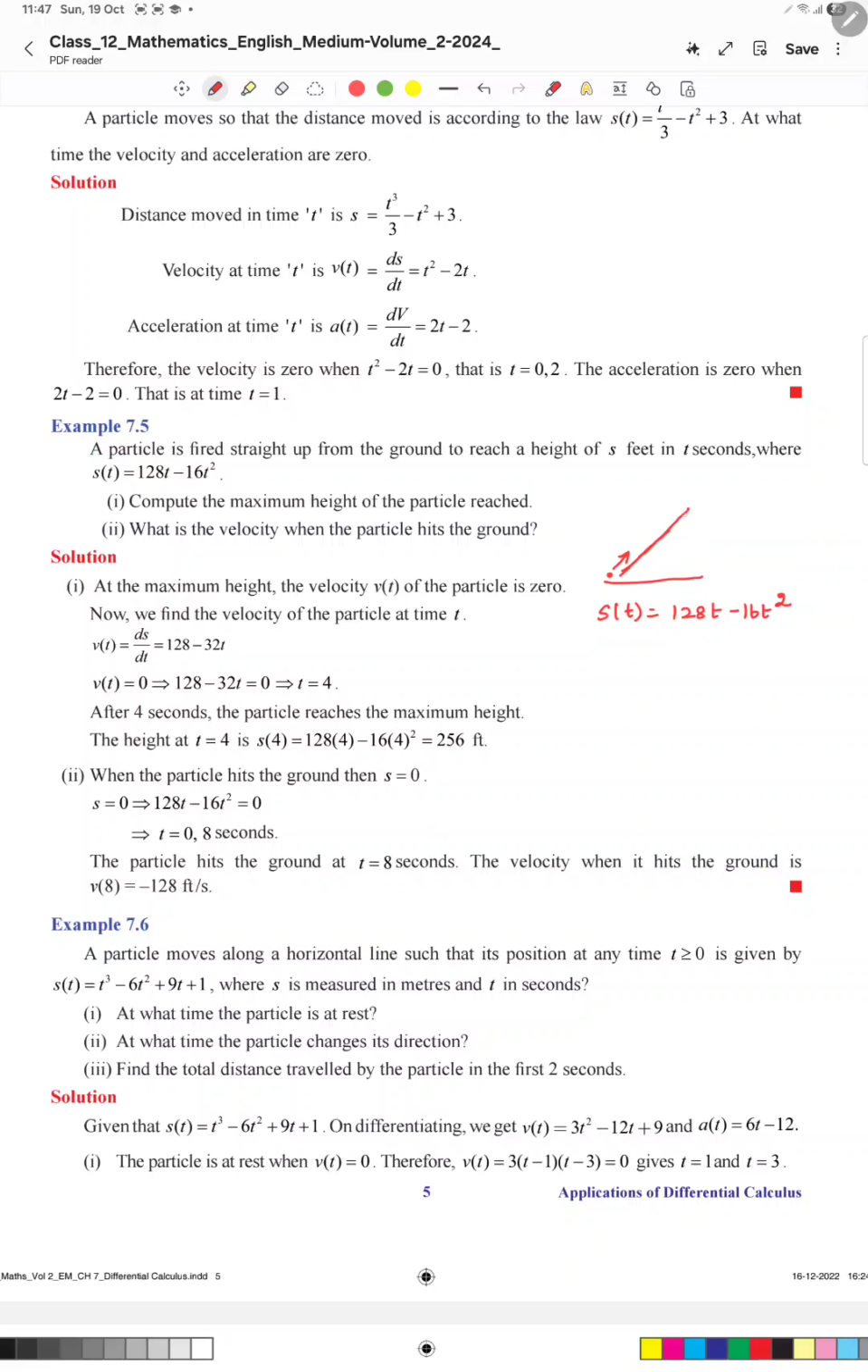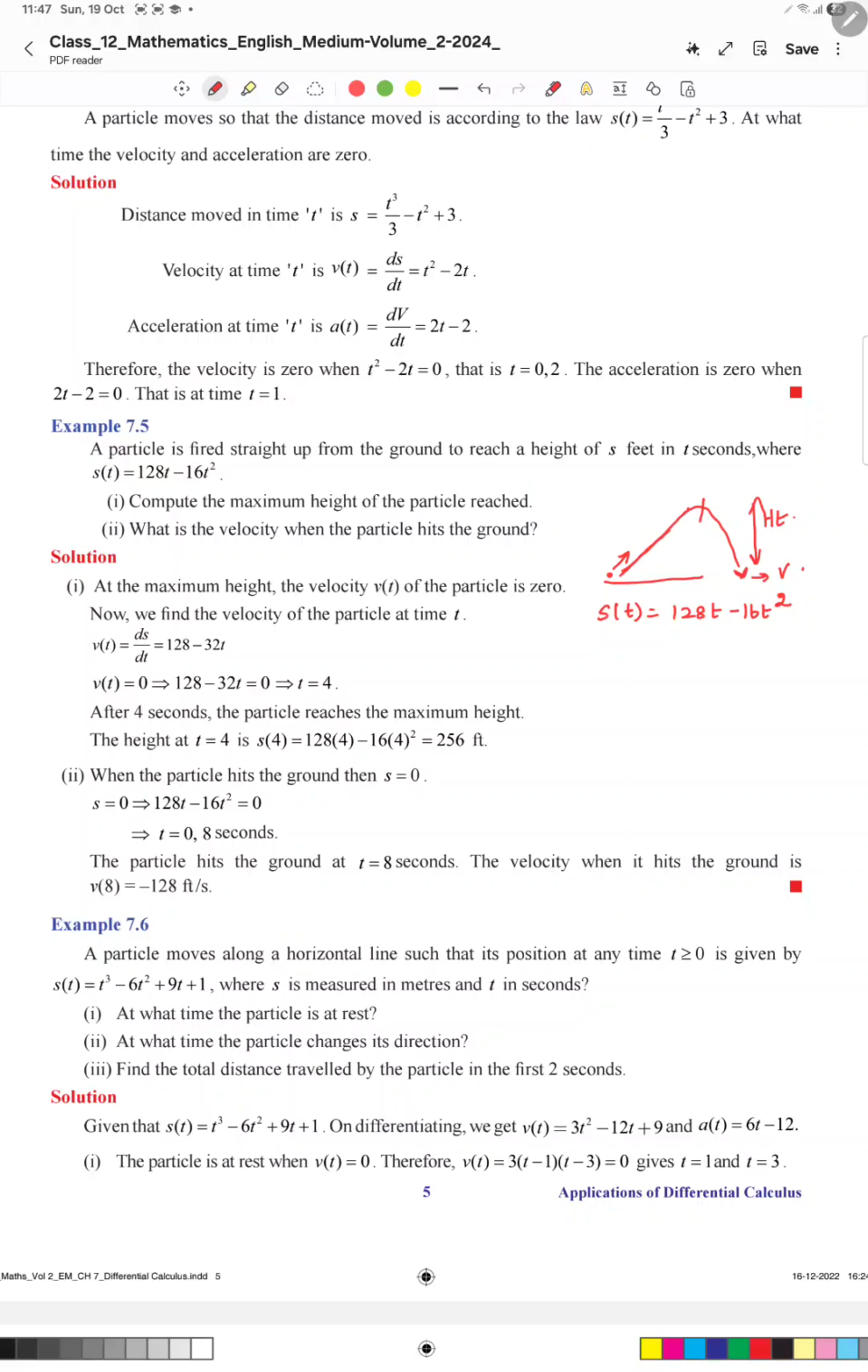Now it reaches a maximum height and then it will fall down, right? So the maximum height is what we have to find. And also, what is the velocity when the particle hits the ground? When it hits the ground, what is the velocity? So there are two things we have to find.